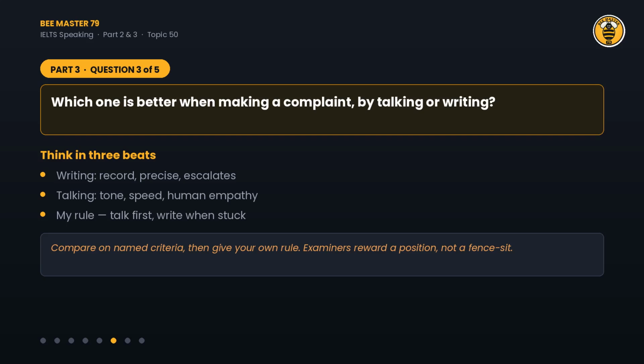Question 3. Which one is better when making a complaint, by talking or writing? Compare on named criteria, then give your own rule. Examiners reward a position, not a fence sit.